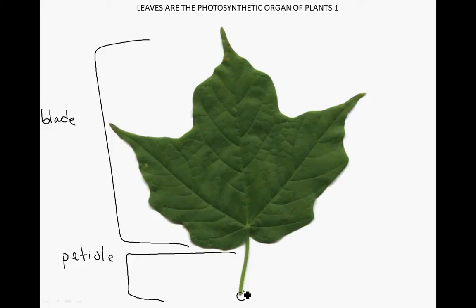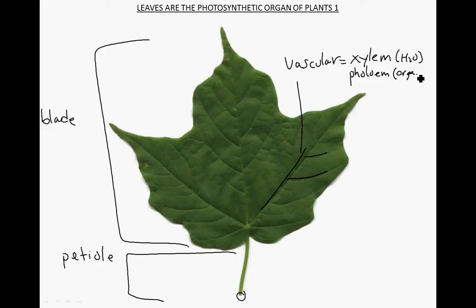When we look at the blade, we can also see the veins in the leaf, and the veins are what's known as vascular tissue. They are vascular because they contain specialized cells adapted for transporting water, called xylem. They also contain cells that are adapted for transporting organics that are made during photosynthesis, or sugars. Those cells are called phloem cells, and we'll look at those in more detail later in another screencast.